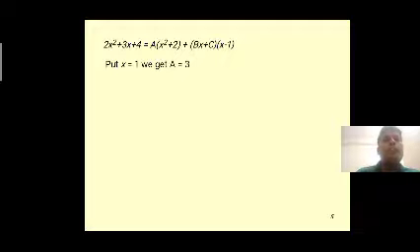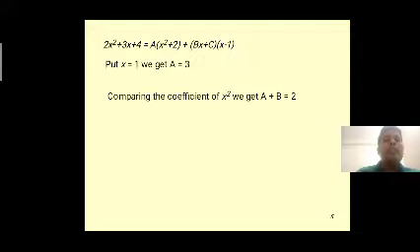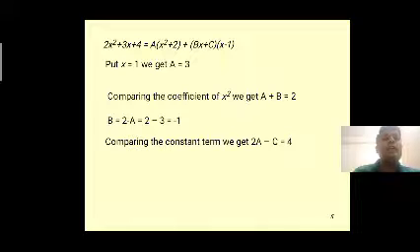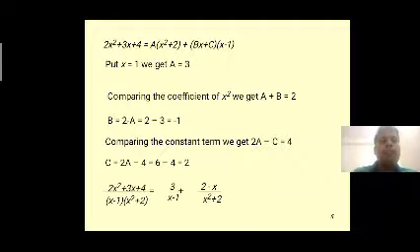Put x equal to 1, we get A equal to 3. Comparing the coefficient of x², we get A + B equal to 2. B equal to 2 − A, that is 2 − 3, equal to −1. Comparing the constant terms, we get 2A − C equal to 4. C equal to 2A − 4, that is 6 − 4, equal to 2. So (2x² + 3x + 4) divided by (x − 1)(x² + 2) is equal to 3 by (x − 1) plus (2 − x) by (x² + 2).